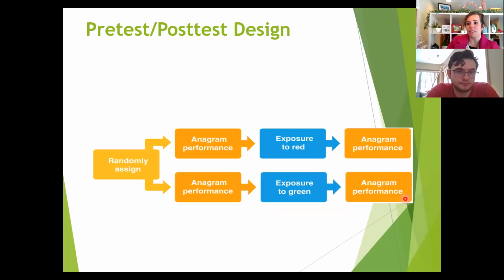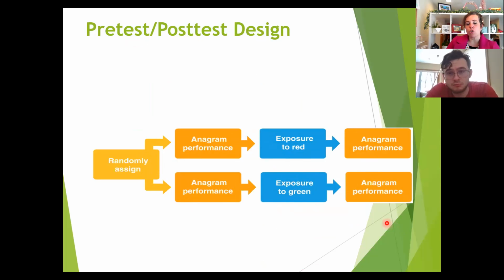Whereas you could do this, which is a pre-test, post-test design. So they're randomly assigned, you have them do an anagram test, you expose them to a certain color. These are the different conditions. So you've got the red ink group and the green ink group, and then you have them do an anagram performance test again, okay?